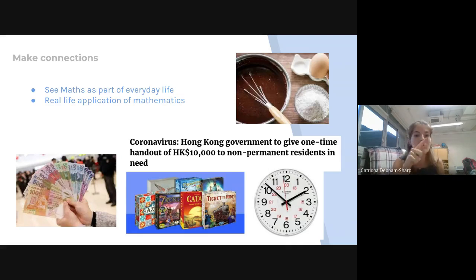Do they know how long before the next something or other? Are they able to read their school timetable and know how long they've got before the next lesson? That kind of thing is really important. Okay, so they're all real life connections that can be made at home.